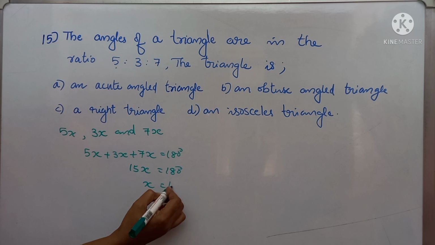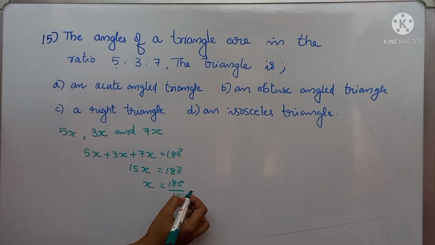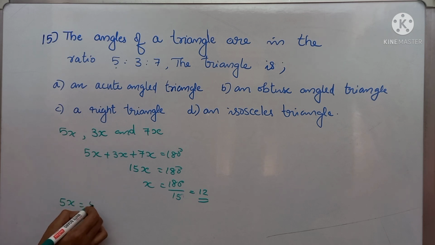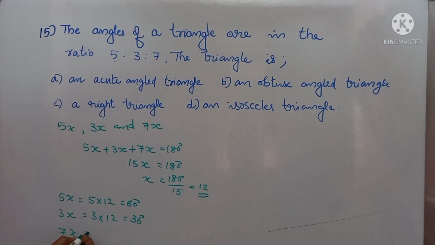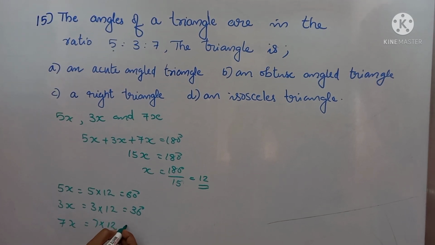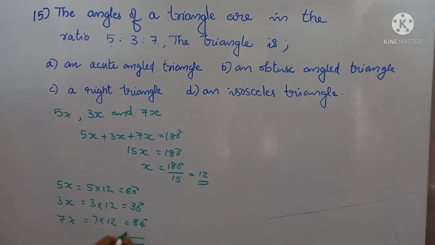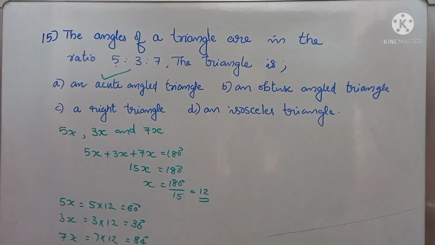Then x is equal to 180 degrees divided by 15, that is equal to 12. So x equals 12. Then 5x is equal to 5 into 12, which is 60 degrees. The second one is 3x, 3 into 12 is equal to 36 degrees. And the third one is 7x, 7 into 12 is equal to 84 degrees. So these three angles are less than 90 degrees. So definitely it is an acute angled triangle.